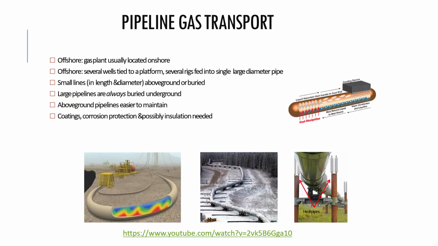Now for gas transportation, or what we call pipeline gas transportation, how do we transport the gas from the production field to the processing plant? When we talk about an offshore production field, normally the processing plant will be located onshore. In this scenario, with an offshore reservoir or field, several wells or several reservoirs will be connected to a specific platform, and then the gas will be pumped from that platform to the gas processing plant.